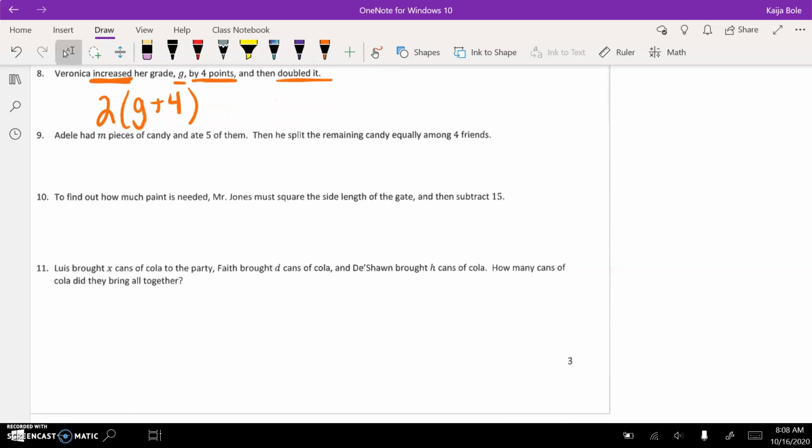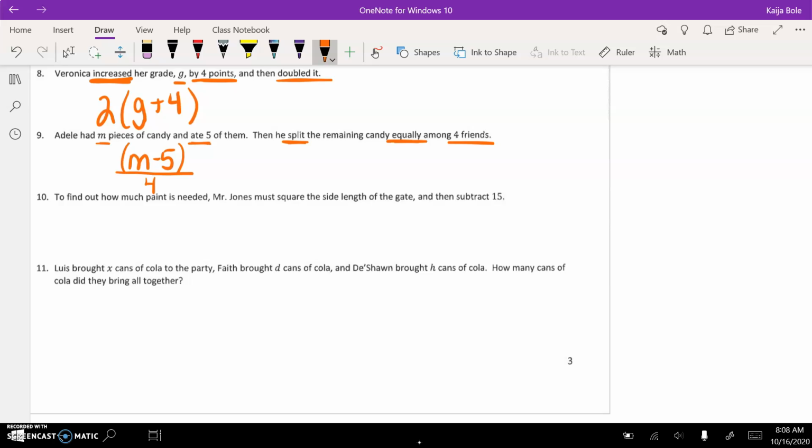Number 9, Adele had M pieces of candy, ate 5 of them. Then he split the remaining candy equally among 4 friends. So he had M pieces of candy and he ate 5, so we got M minus 5. He ate the candy. Now, splitting equally, when you split things up equally, that means you are dividing, so we're going to write it as a fraction, and he divided it amongst 4 friends. Now, you could put parentheses around M minus 5. It never hurts to have more parentheses, okay?